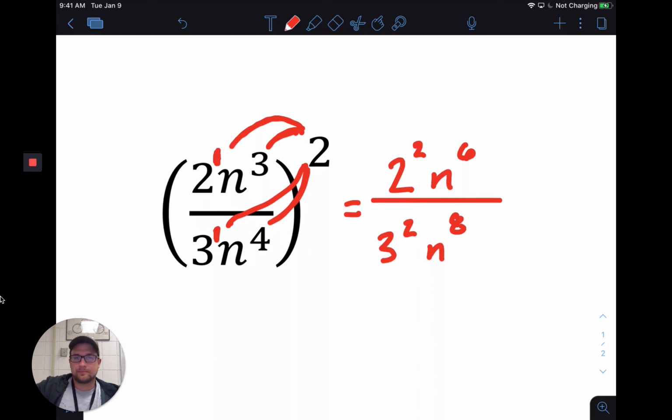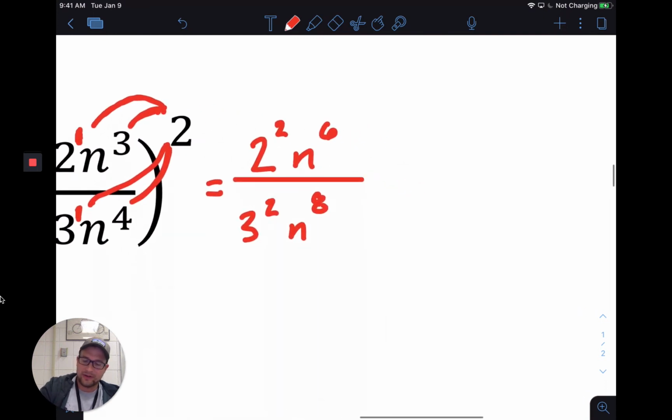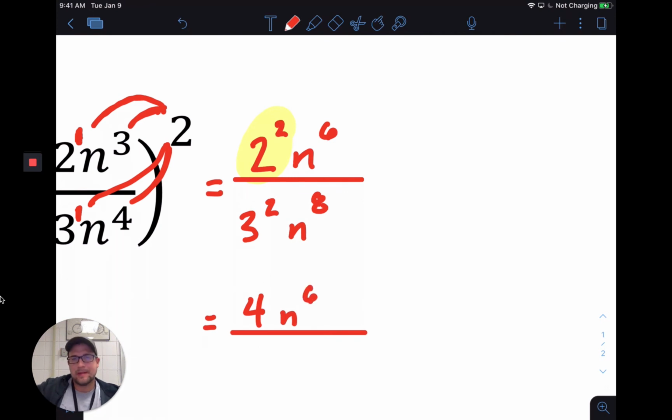Now, we should always look at these expressions and say, is there more we can do to simplify? And in fact, with this one there is more that we can do. 2 to the 2nd power is just 4, so let's write that as just a 4. And we're going to have n to the 6th up top. And on the bottom, 3 squared is, of course, 9, and n to the 8th.